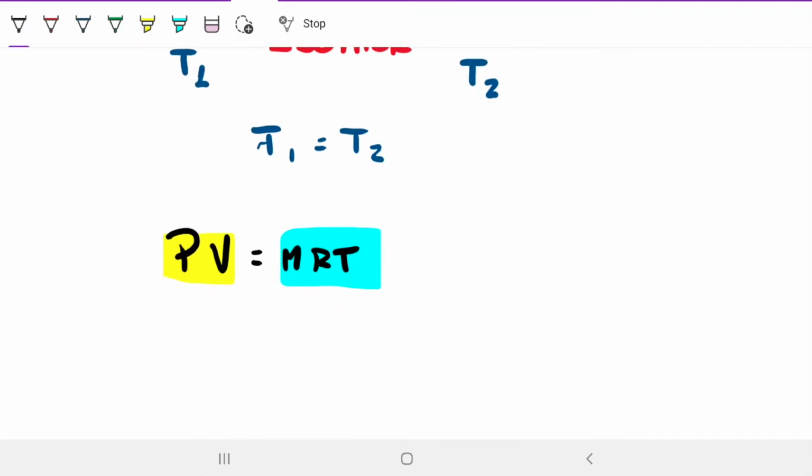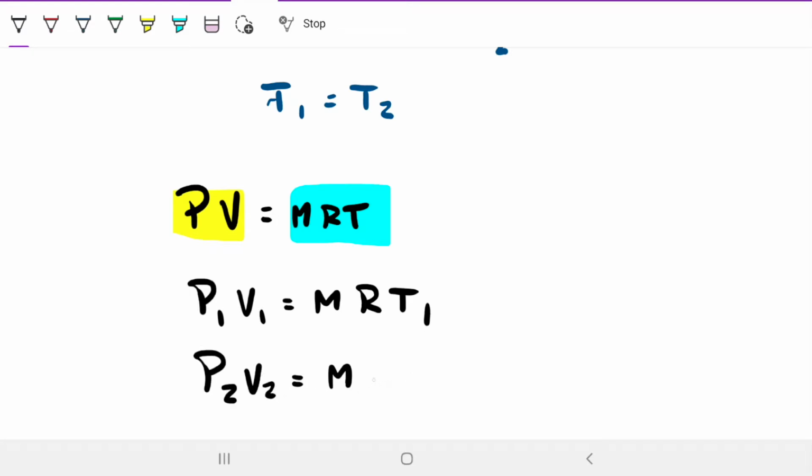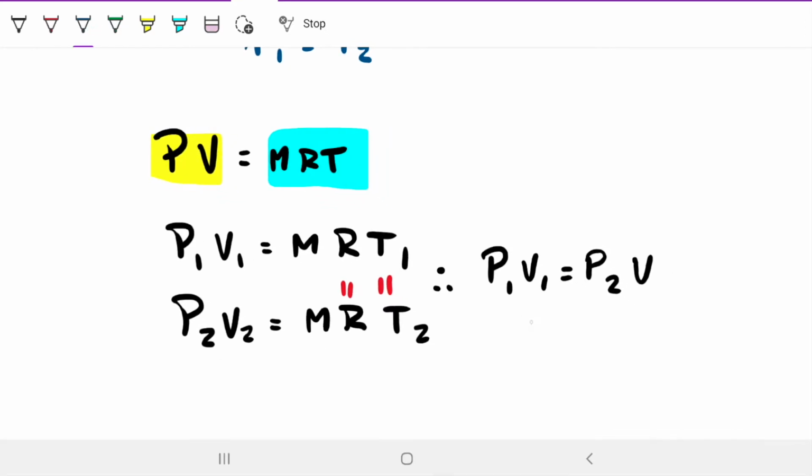So we can write state 1 and state 2. State 1 is going to be P1 V1 equals the mass, R constant, T1, and then P2, pressure 2 times volume 2, will be the mass. This mass does not change, remember, and R does not change, it's a constant, and then T2. But T2 and T1 are exactly the same, so that means that this whole right-hand side is the same. So if that's true, then P1 V1 equals P2 V2, right? And this is true for any isothermal process.